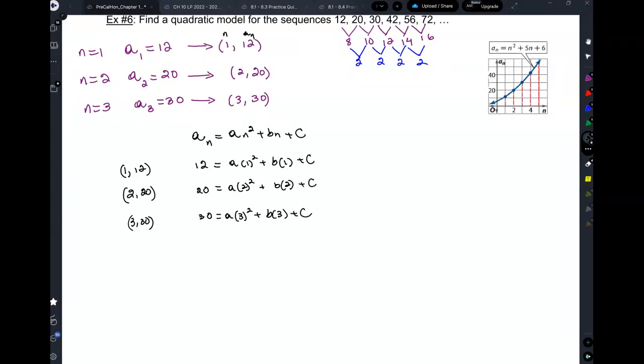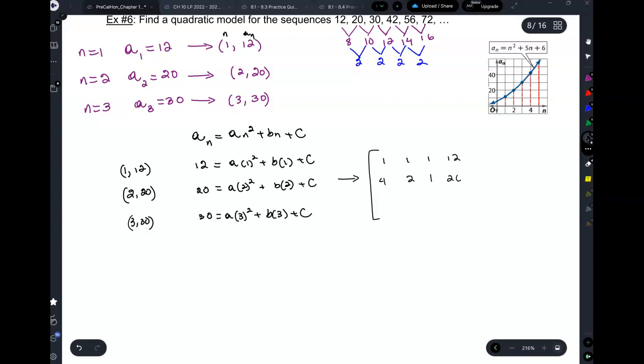Okay, so what are these equations? They're quadratic equations, but do you see how we have 12 equals a plus b plus c, 20 equals 4a plus 2b plus c? Can we turn these into a matrix? Yes, we can. 1, 1, 1, 12. You thought they were over. They're never over.